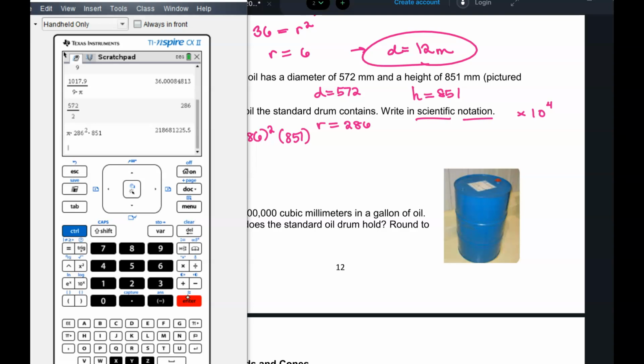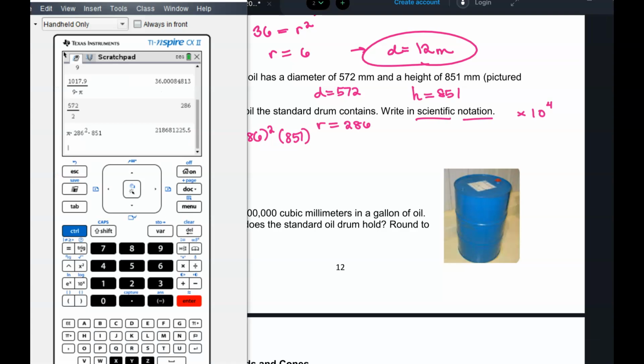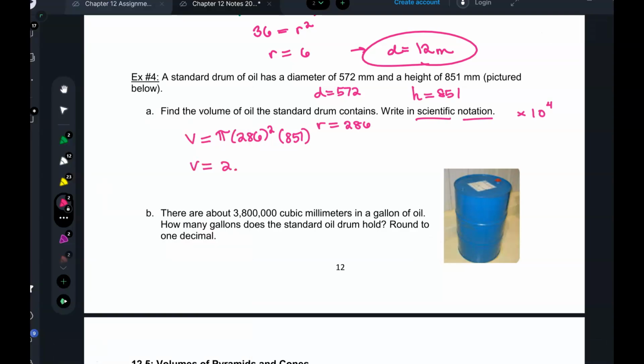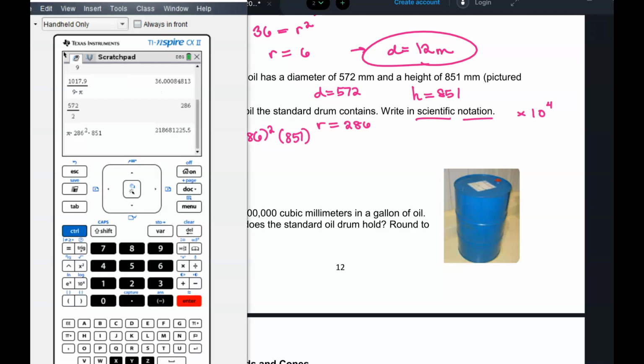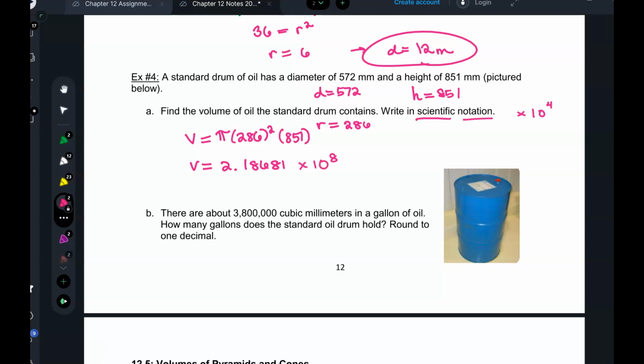So 2.1 or 2.2. Does it say how much? In this case with my calculator, this is weird. I got 2 point something and then E. Did yours have an E? Tell me what yours says. 2 point what? 18681 E8. When you calculate and it shows up with the E, that's times 10 to a power. So your calculator already gave it to you in scientific notation.